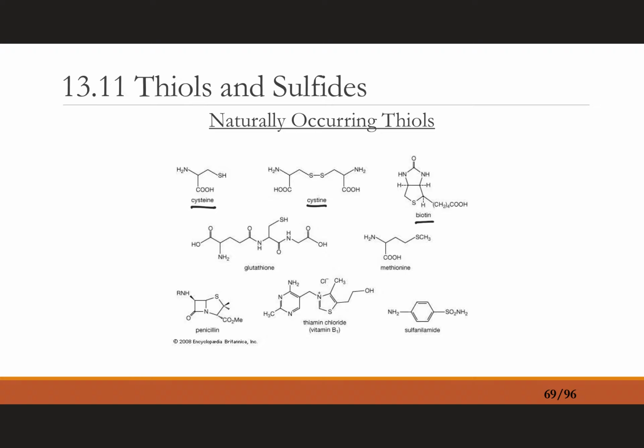Biotin is vitamin B7. Glutathione is a naturally occurring antioxidant. Methionine is an amino acid, one of the essential amino acids. Penicillin is an antibiotic, as well as sulfanilamide. And then thiamine chloride is vitamin B1.